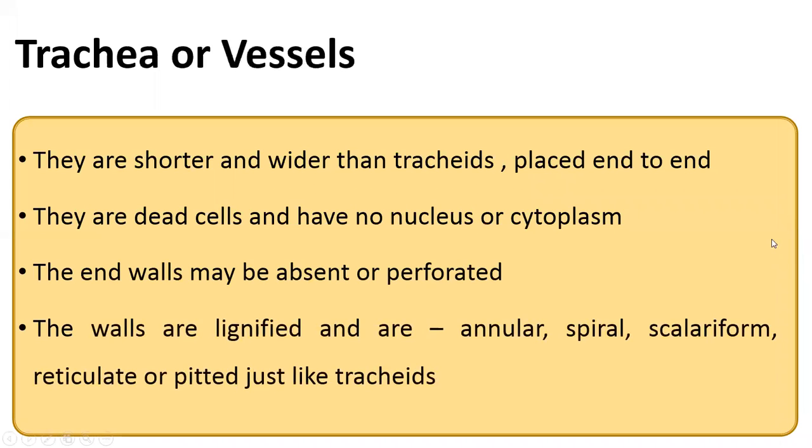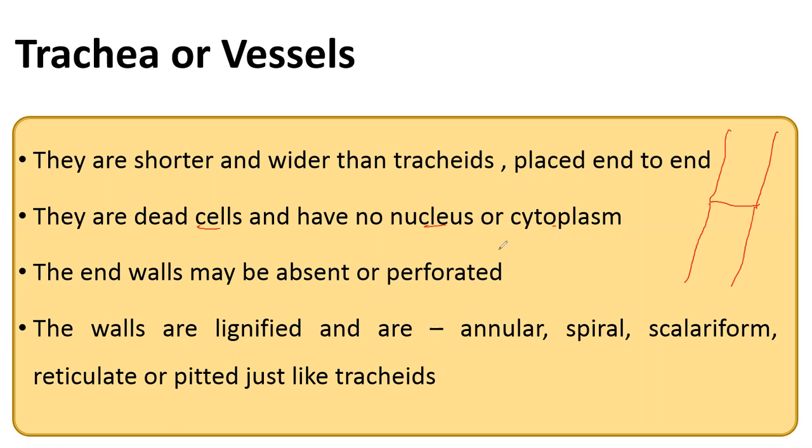Next, trachea or the vessel. These are associated with the angiosperms. What are the characteristics? They are shorter and wider than tracheids. They have a bigger lumen and their length is smaller than the tracheids. You can add this as a point for writing the difference. They are placed end to end, meaning they don't have tapering ends. This is one vessel, this is another vessel. They are also dead cells because they have lignification, and no nucleus, no cytoplasm.